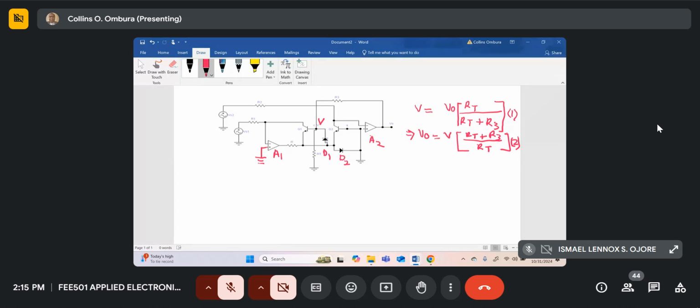And remember, RT is a thermistor. This will be used to design the circuit so the output does not vary as a function of Vt, which is temperature dependent. But I'll just be using equation 2 or equation 1.